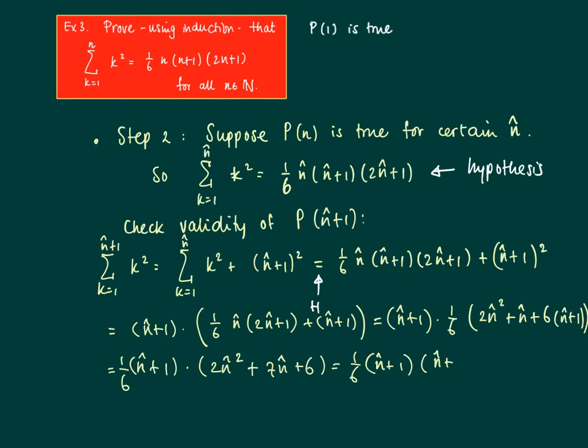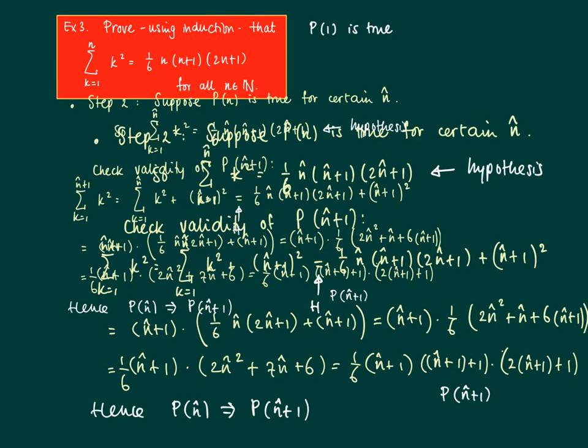So we get (n hat + 1) times (2n hat + 1 + 1). So this is actually what we get if we look at the general statement P(n) and substitute n hat + 1 instead of n. So what we find is that if we assume P(n hat), we may conclude that P(n hat + 1) is true.